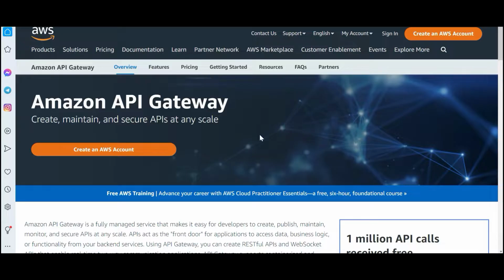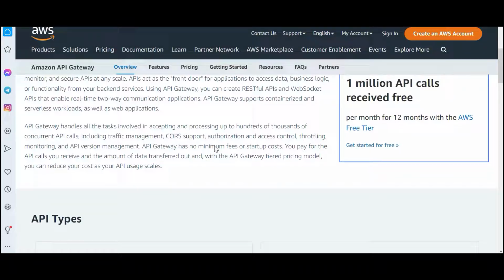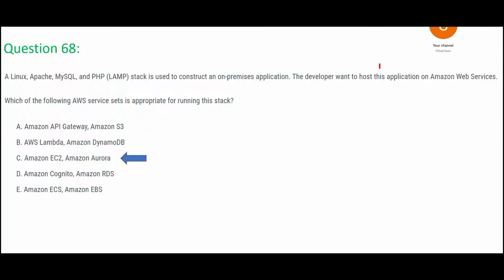If you have applications which use a lot of APIs, then you use API Gateway for better management of such applications. So do you have any mention of API in this question? No, it is not mentioning that. So this is wrong as well. I would strike this out. So this would be my final answer.